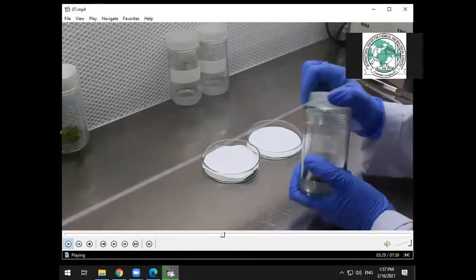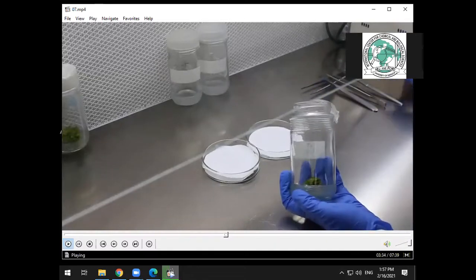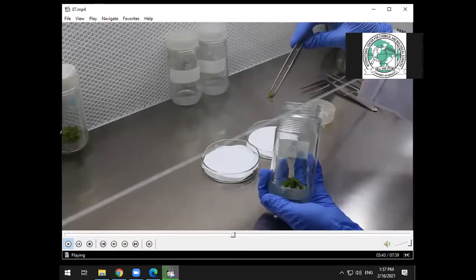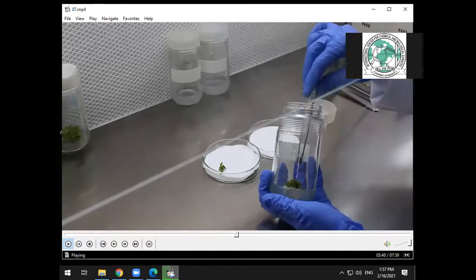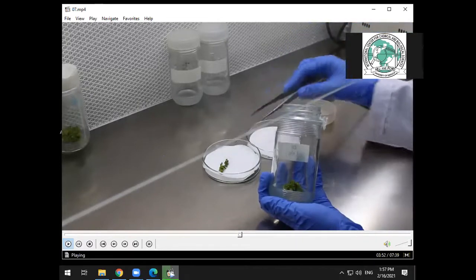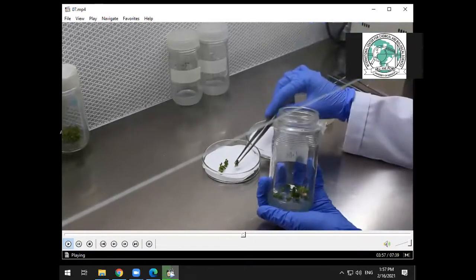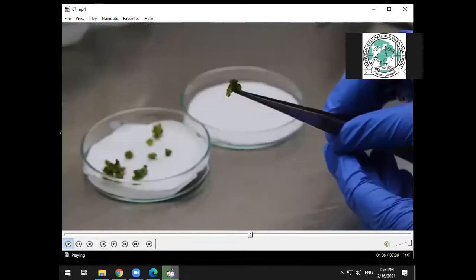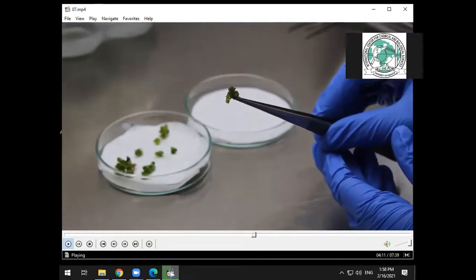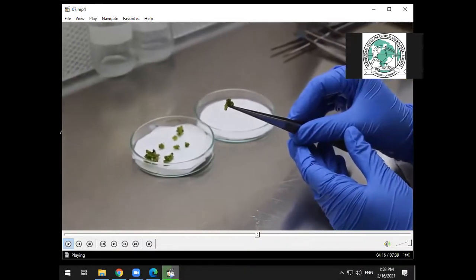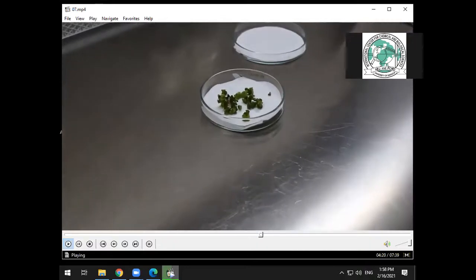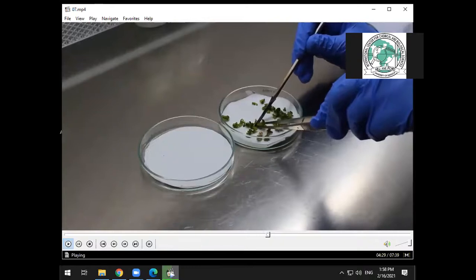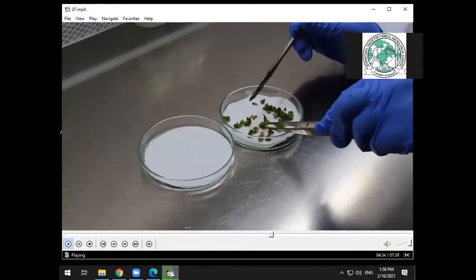Open the jars carefully. And take out the cultures without touching the edges of the jar, and do not use hot forceps as it can damage the culture. These are small protocorm-like bodies ready to be shifted into the fresh media. Remove phenolics, dried, and dead parts before shifting into the shooting media to avoid contamination.